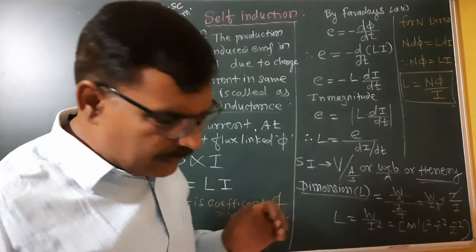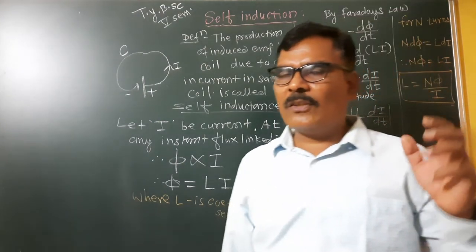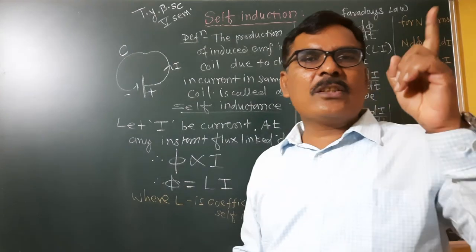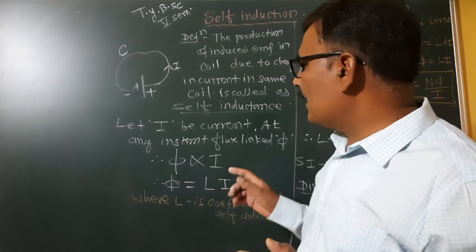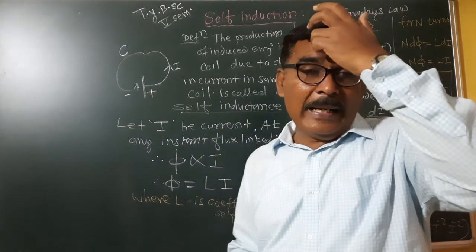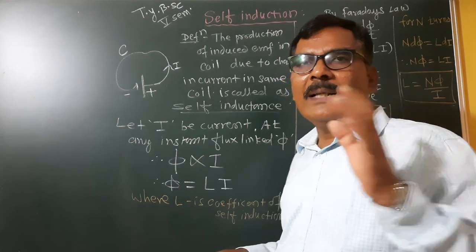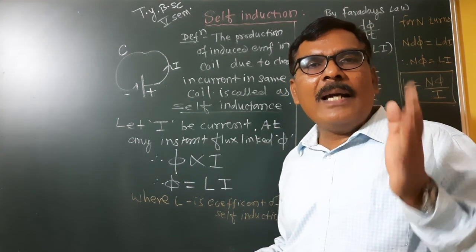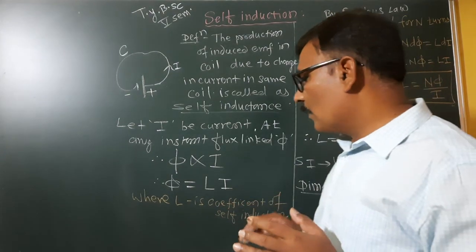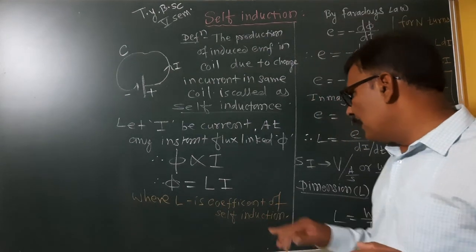What is the self-inductance we have considered here? Self-inductance means the production of induced EMF in a coil due to change in current in the same coil. In self-inductance, let I be the current flowing through the coil, and at any instant the magnetic flux is phi. So phi is directly proportional to I. Phi is the magnetic flux and I is the current flowing through the coil. So phi is equal to L into I. L is the coefficient of self-inductance.